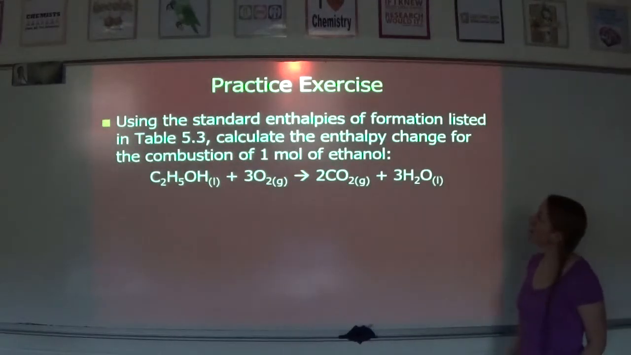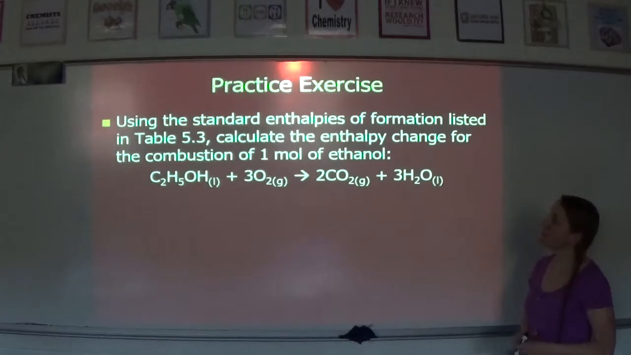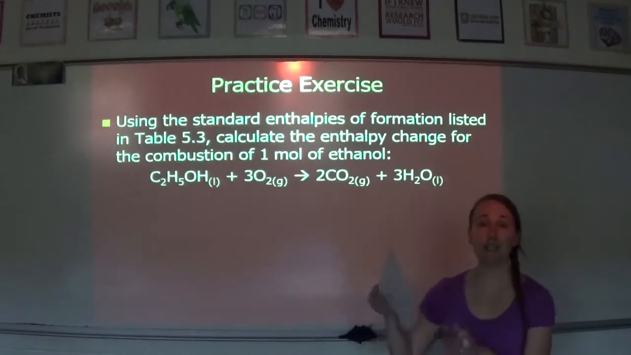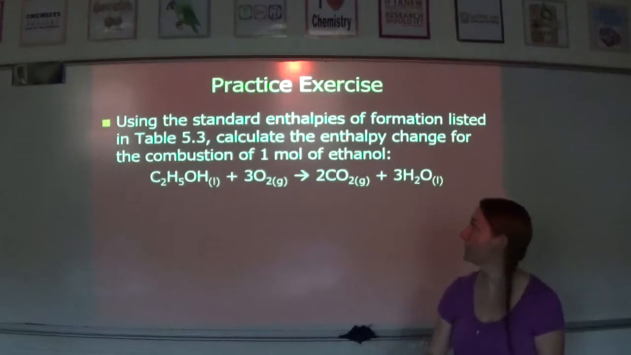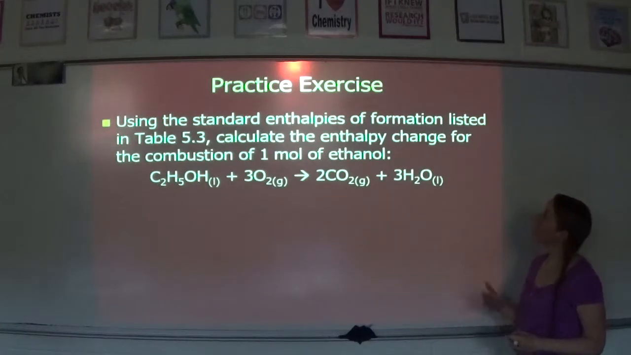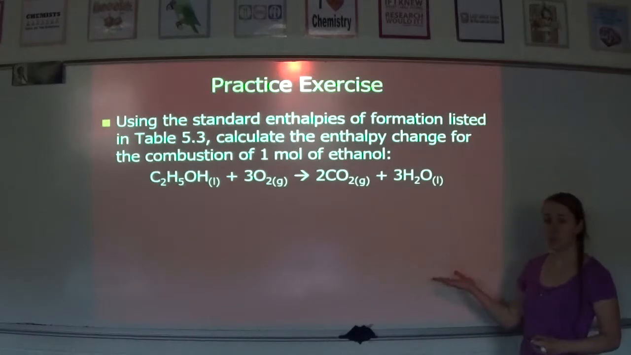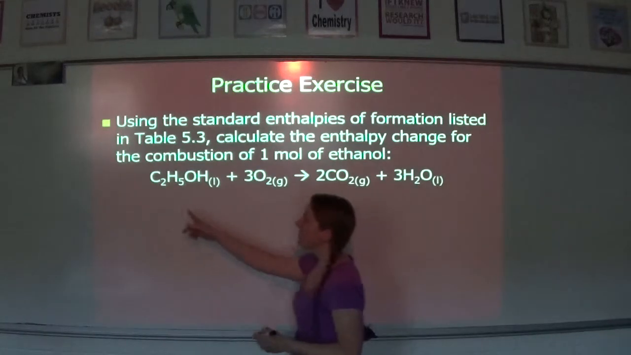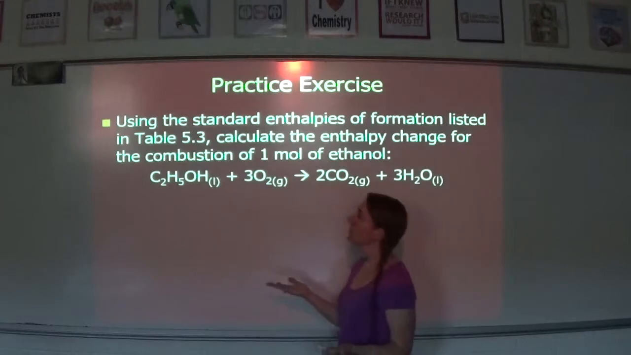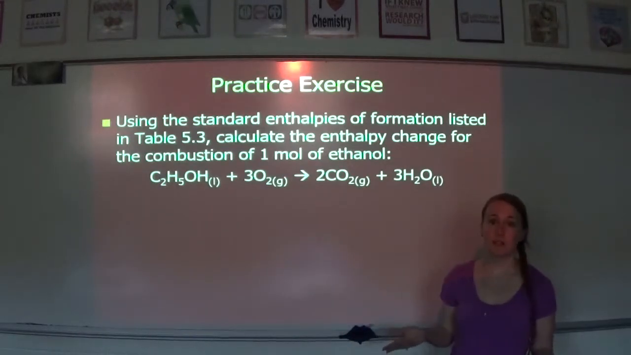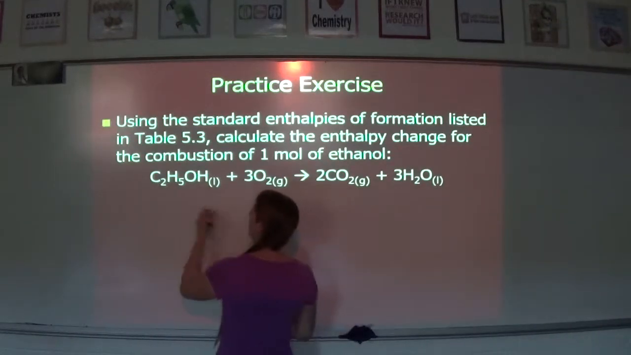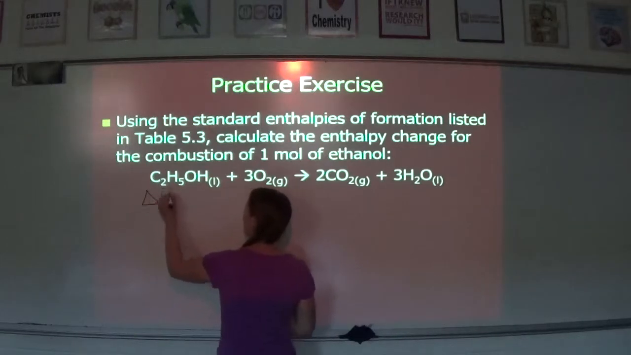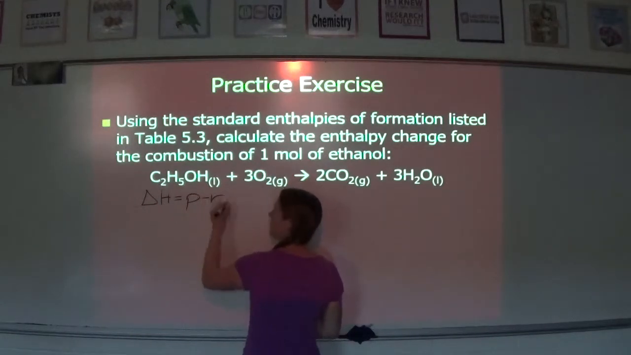Alright, so it says, using the standard enthalpies of formation listed in table 5.3, we'll just be using these, not anything we need to look up off the internet. Calculate the enthalpy change for the combustion of 1 mole of ethanol. So this one's normal because how many moles of ethanol do we have? We just have 1 mole of ethanol. So we just need to do our products minus reactants. If you want to pause and try this one, that would be a good idea. But we'll look at it together.